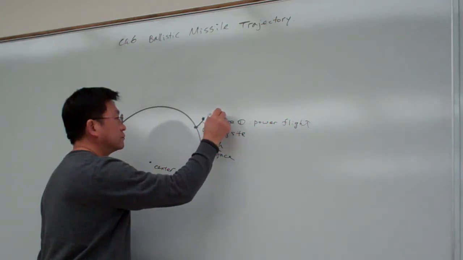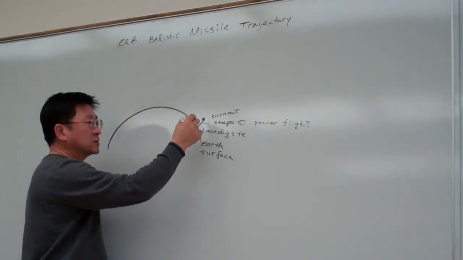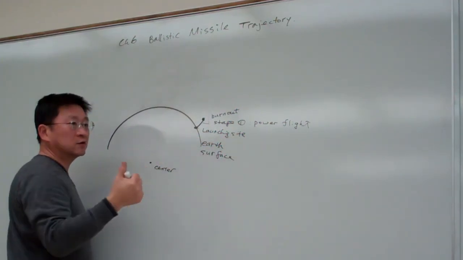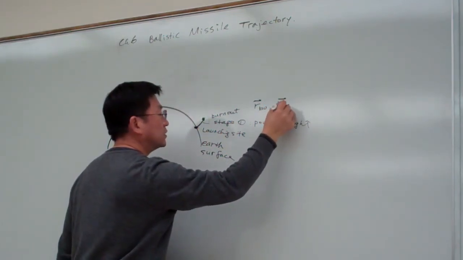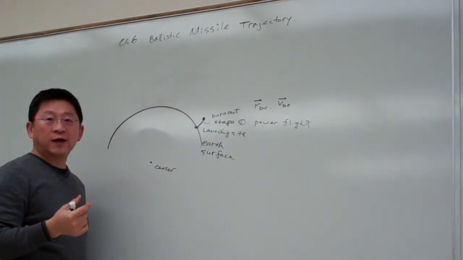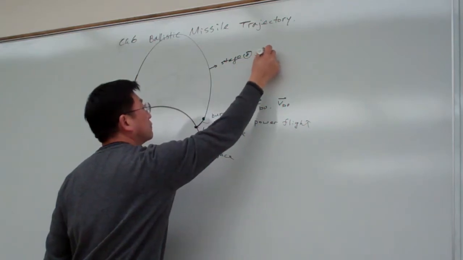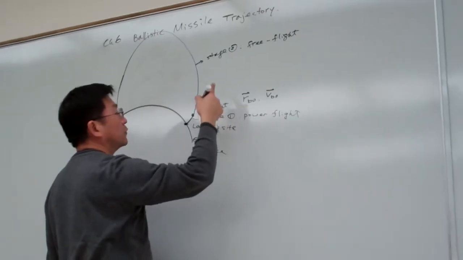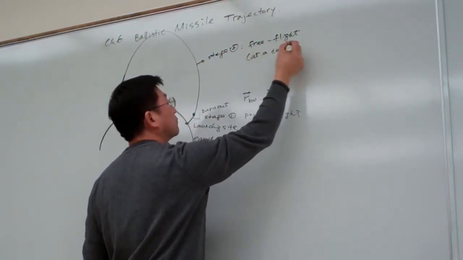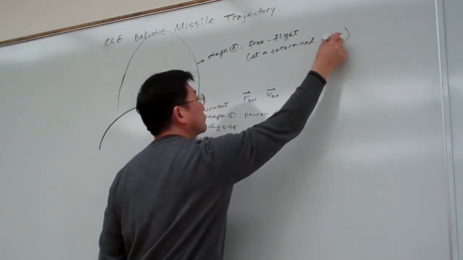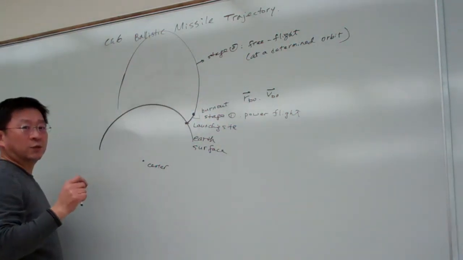So here it's called the burnout. Either they turn off the engine or they release the first stage. And the burnout means they enter into the second stage, they call the free flight. At this moment, we have a burnout position and we have the burnout velocity. So with these two things, we can calculate the orbital elements. So the free flight is a determined orbit, because using the burnout position and velocity, we can calculate the orbital element. So stage two is a predictable trajectory.